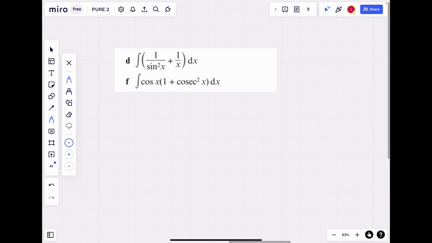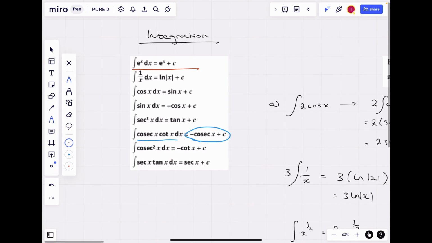Have a look at this question. You've got D and F. Can you try both of those for me, please? For D, you would ideally want to simplify 1 over sine squared. How can you simplify 1 over sine squared? What is that the same as? Cosec squared plus 1 over x.